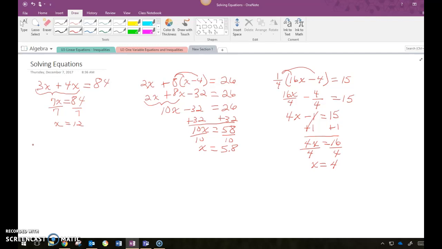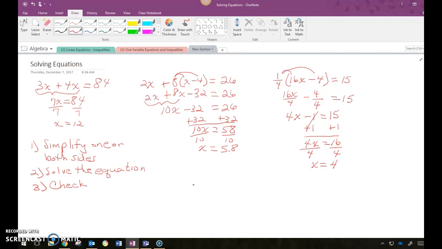So a quick review of the steps: step 1, you want to simplify one or both sides. Step 2, solve the equation. And step 3 would be to check your answer, check your solution.